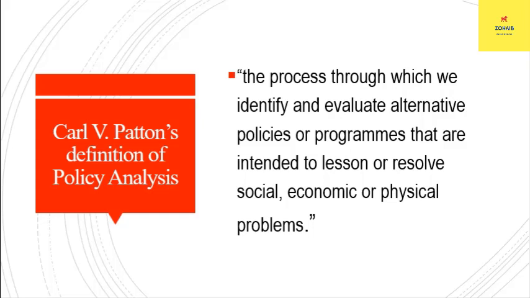This definition more or less is equal to what I explained to you in my previous slide: the policy alternatives, the programs or plans to resolve or lessen the social, economic and physical problems. For example, there is a social issue, street crime. The people are suffering from street crime. They are not feeling safe in their household, on their motorbikes, in an alley, in their colony. So the government does something, the government increases the security checks, and that we discussed.